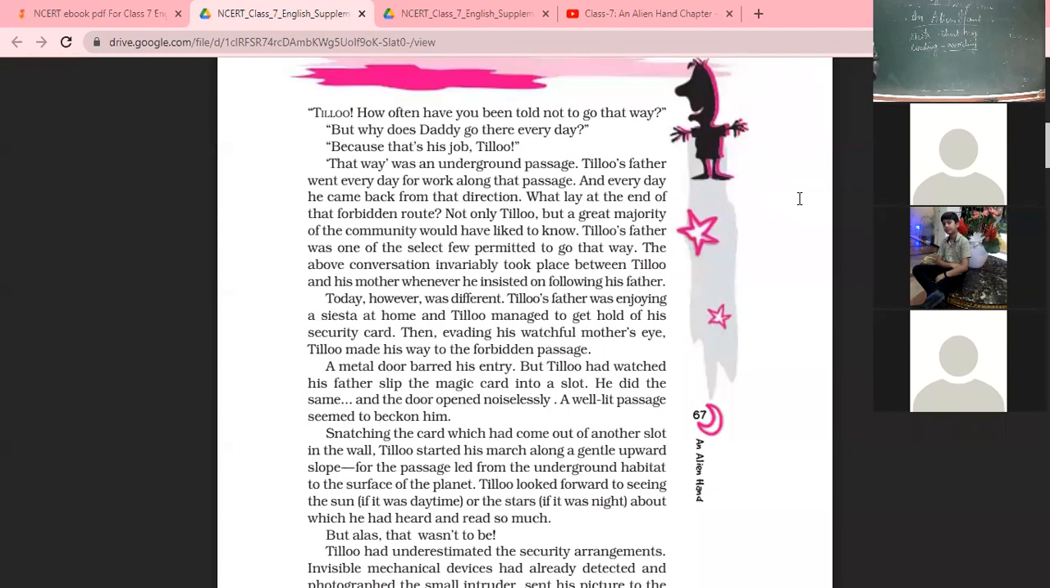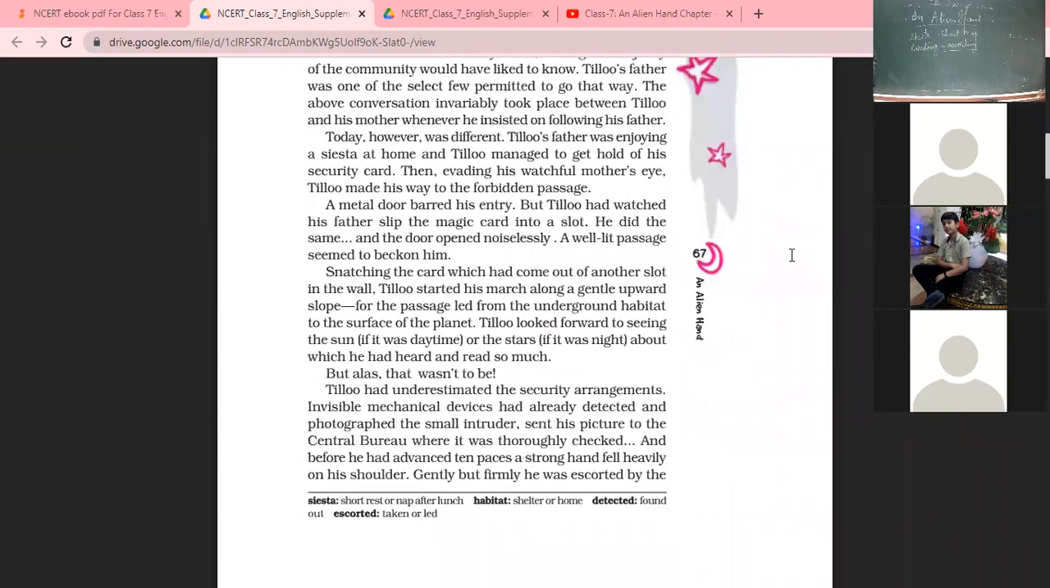But alas, that wasn't to be. This was not going to happen. Why? Tilu had underestimated the security arrangements. Yes, there was perfect security. No one can go to the surface because it was a forbidden passage. No one was allowed to go there. So Tilu didn't think of the security arrangements. He had never thought that not only did he need that card, but there must be some security also. There were security arrangements.